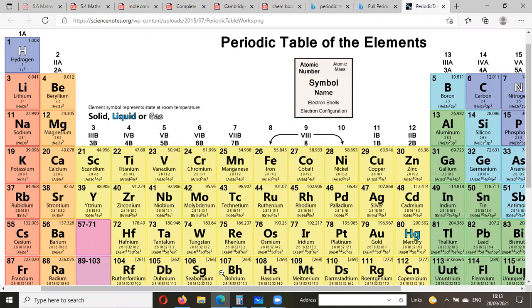The first one is calcium. Its mass number is 40. Calcium is 40, very good. The next one, the molar mass is 40 grams. Not kilograms, 40 grams, not kilograms.